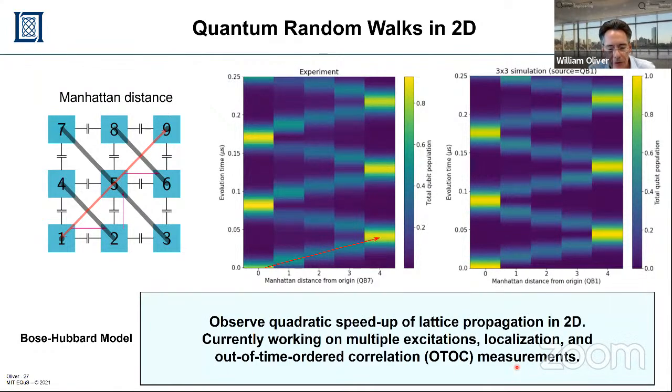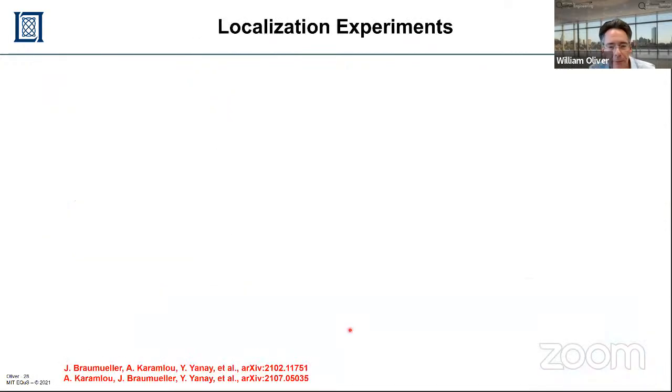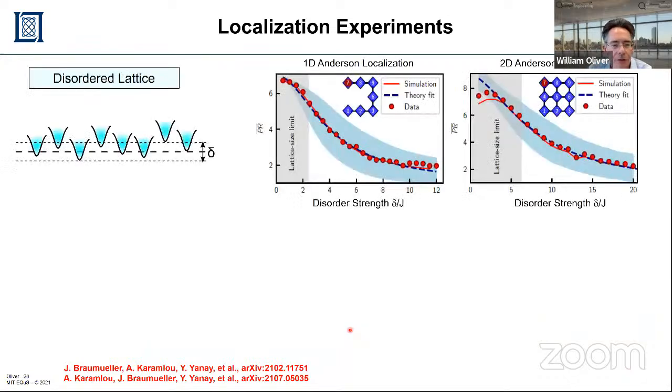All right. So we've observed, in going from 1D to 2D, a quadratic speed up of the propagation of quantum information across a lattice. And we've been working on multiple excitations, localization, and something called OTOCs, out-of-time-order correlation measurements. So we have a paper that's about to come out in Nature Physics on this. But let me just talk a little bit about the localization.